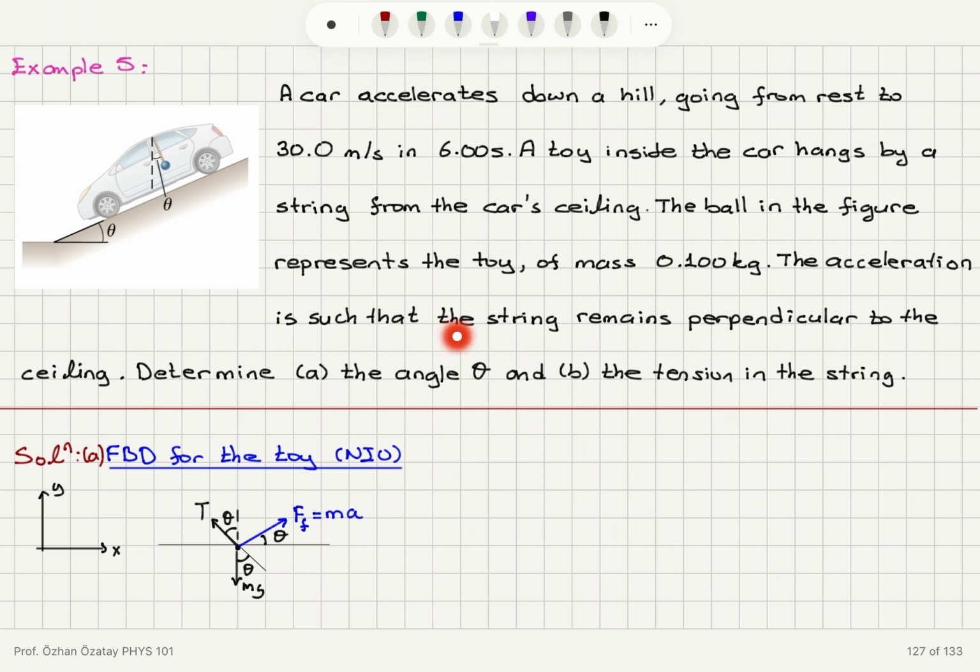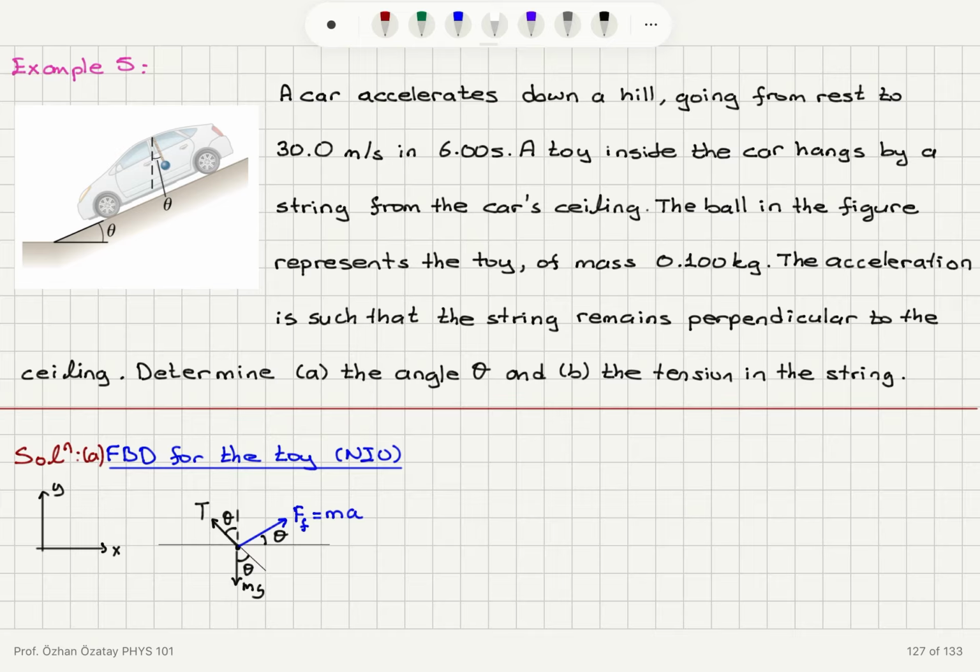The acceleration is such that the string remains perpendicular to the ceiling. Determine the angle theta and tension in the string. So we have to draw a free body diagram for the toy. This is the x-axis, this is the y-axis.